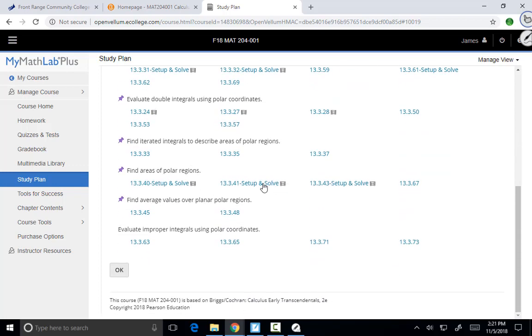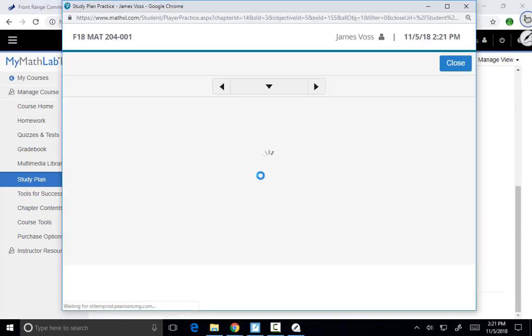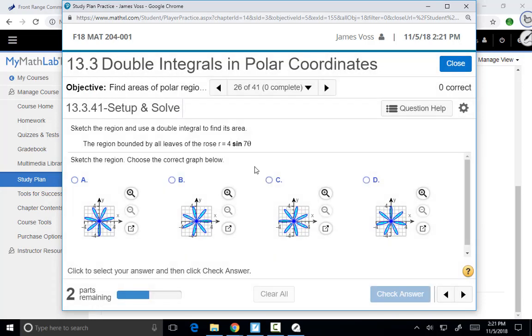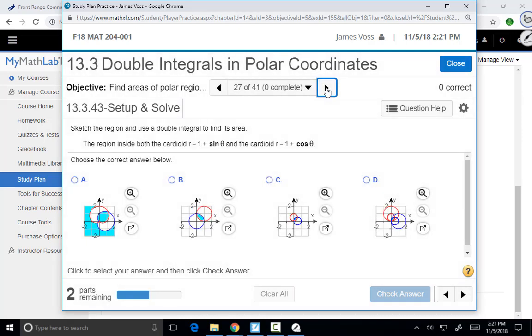Yeah, we should do one with cardioids. If you can find one. I know there's one in the 13. That is a cardioid. No, that's a rose. Oh, that one. Cardioid is a good one. There's a cardioid. Yeah, let's do that.